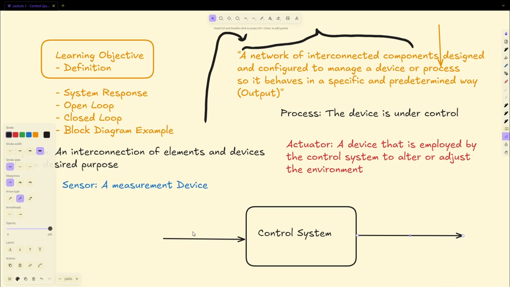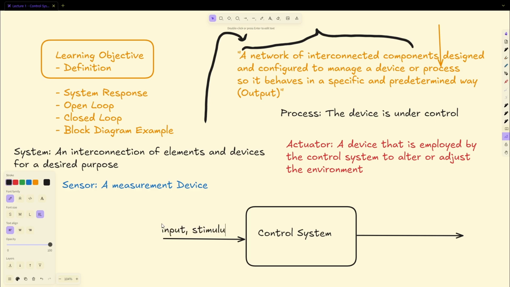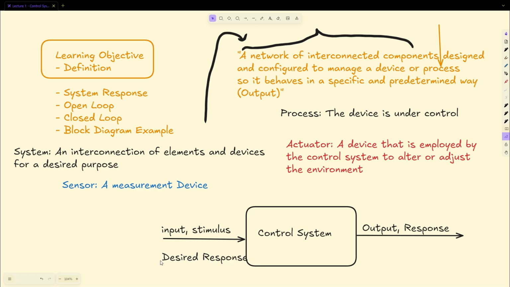Okay, so we can say many things. We can describe this input in many ways. We can call it many different names. We can call it the input or the stimulus. Conversely, we can also call the output the response of the system. In control theory terminology, this is known as the desired response. Let me move it out of the way.